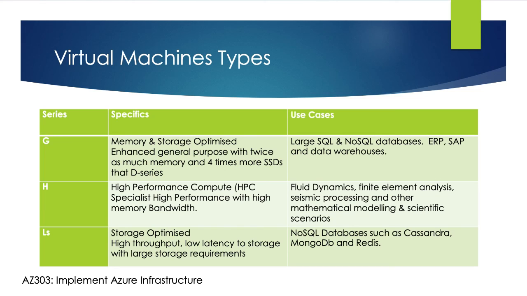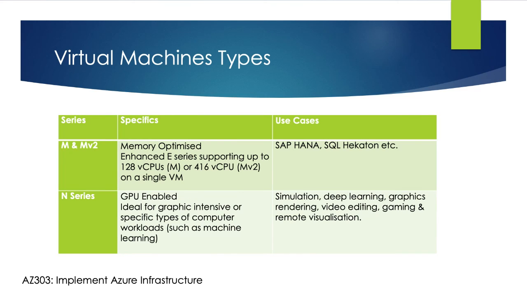Next we get storage optimized. So this isn't just necessarily about having large disks, but it's about having high throughput and low latency to those disks. Again, this tends to be well suited for particular types of databases, namely NoSQL databases such as Cassandra, MongoDB and Redis. The final 2 series are again becoming more and more specialized.